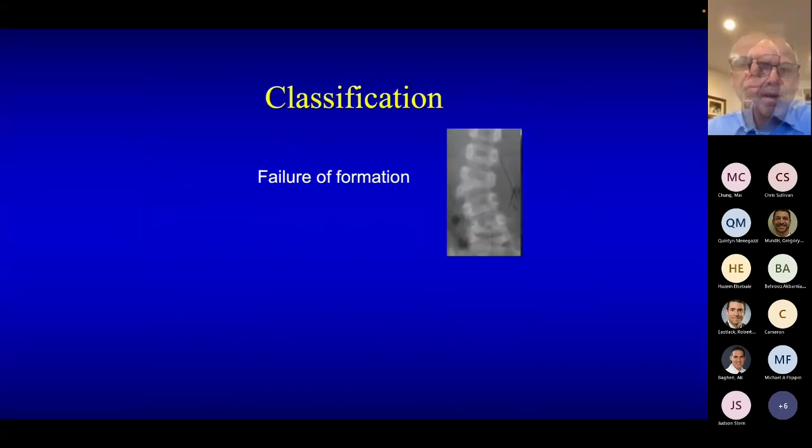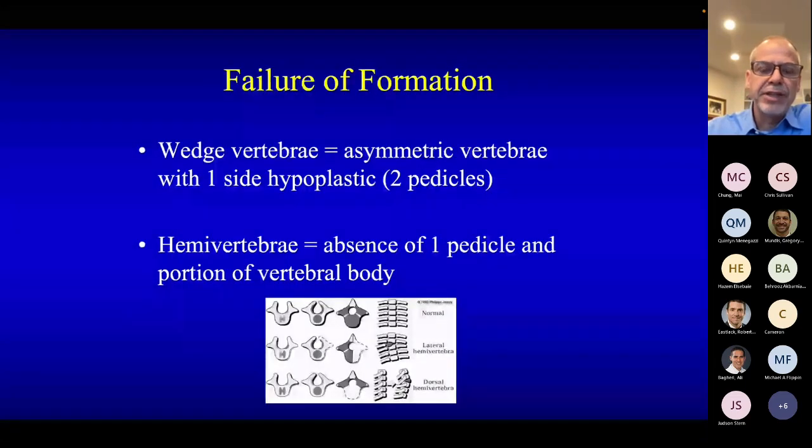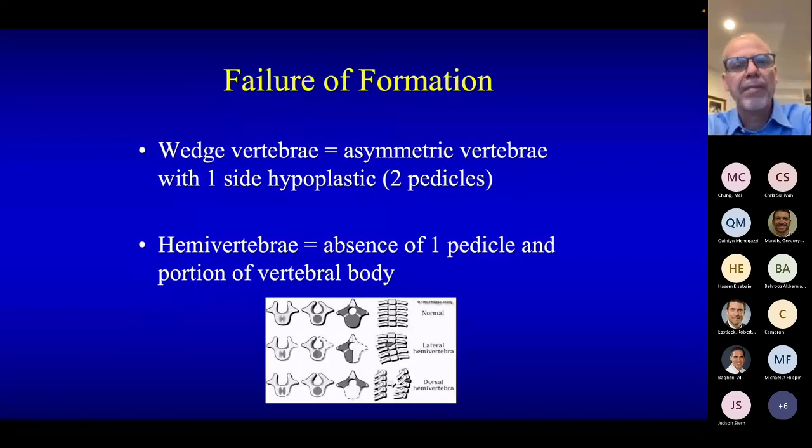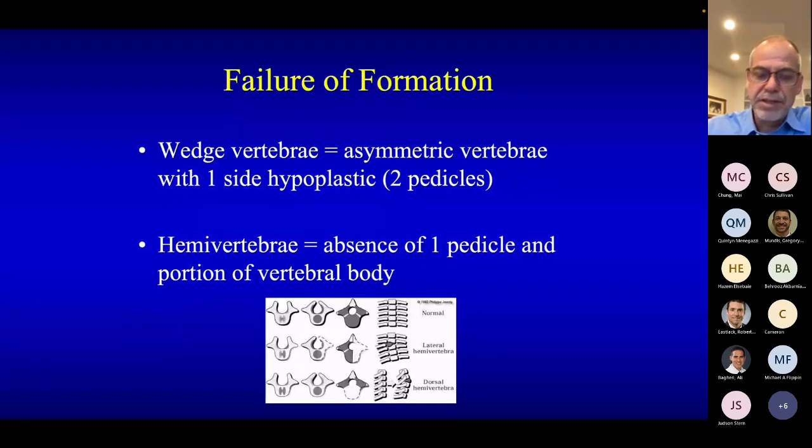As I mentioned before, there are 2 ways of classifying it: the failure of formation and the failure of segmentation. Failure of formation comes in various different forms. The first one sounds exactly the way it is: some part of the vertebral body hasn't formed. A wedge vertebra is essentially an asymmetric vertebra, with one side being relatively hypoplastic to the other side. There still are 2 pedicles. A hemivertebra, on the other hand, is the absence of one pedicle, and is essentially a wedged vertebra that fills, typically both in the coronal plane and the sagittal plane, half the vertebral body.